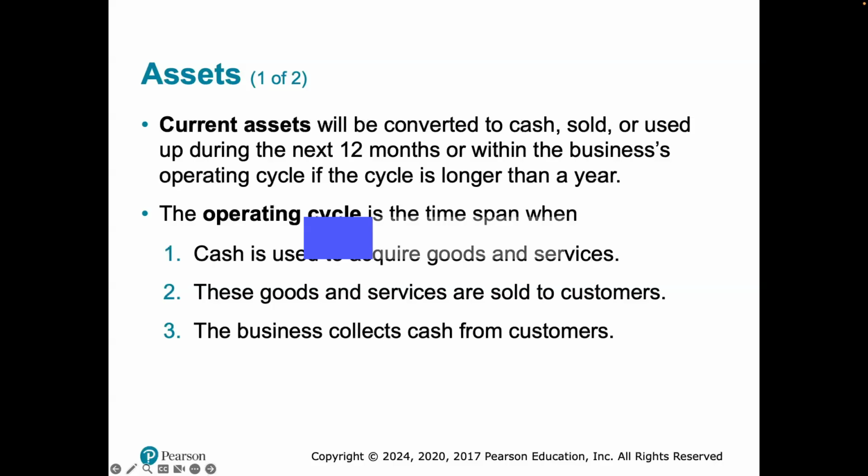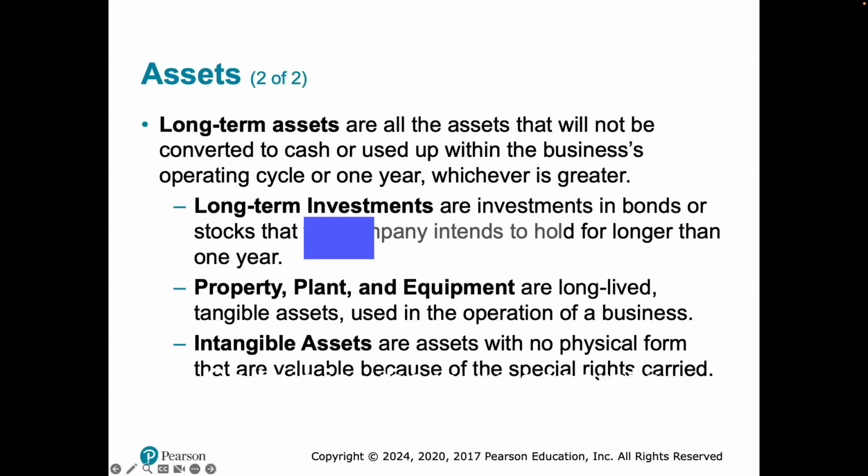So anything within that certain cycle, but let's just keep it simple and say 12 months. Anything a year or less is going to be a current asset. Anything that you're going to be able to spend or use up within a year or less. So this is where we separate out long-term assets, which usually fall under property, plant, and equipment. So usually property, plant, and equipment items are going to be our long-term assets. All of these assets will not be converted to cash or used up within the business operating cycle or 1 year, whichever is greater.